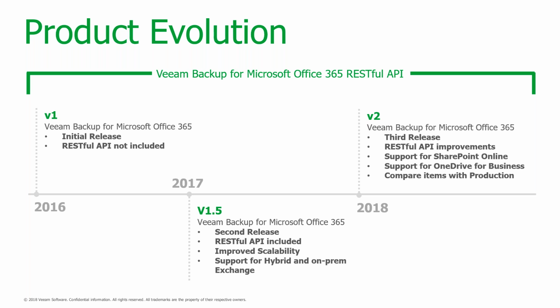And then in 2018, last year, we had version 2. We discussed that. That was kind of the third release. It brought RESTful API improvements, especially because we, of course, announced the support for SharePoint Online and OneDrive for Business. So all of those new functionalities and features that you can see in the GUI were included in the RESTful API as well, and maybe even more. The RESTful API sometimes has more stuff than the GUI. So we can build things around them, and if they become popular, at the end they will be added into the GUI. So that's the product evolution for the Veeam Backup for Microsoft Office 365 RESTful API.